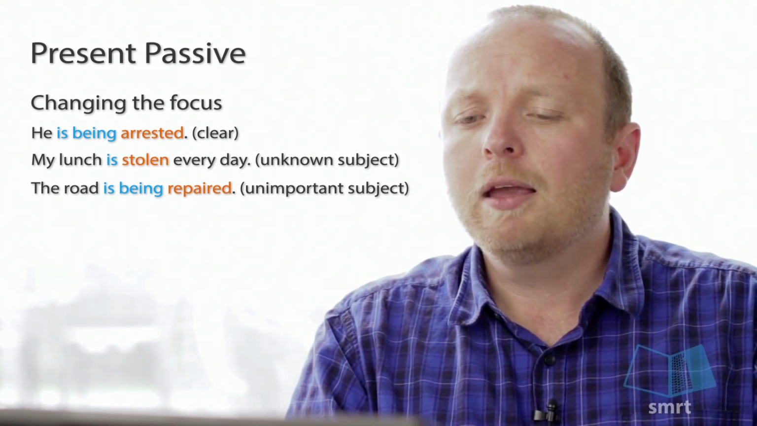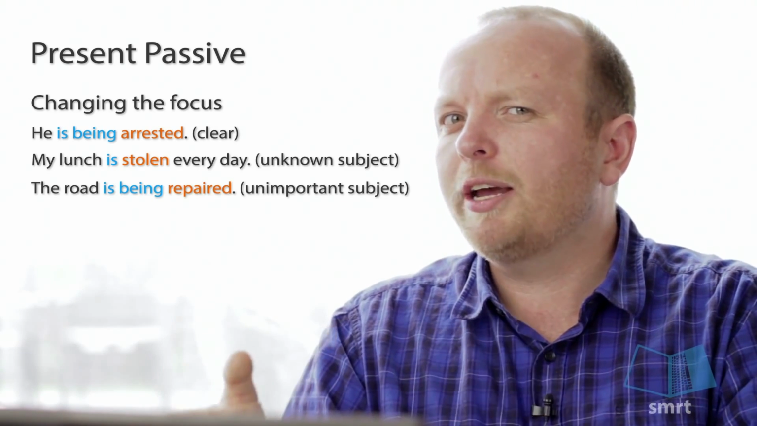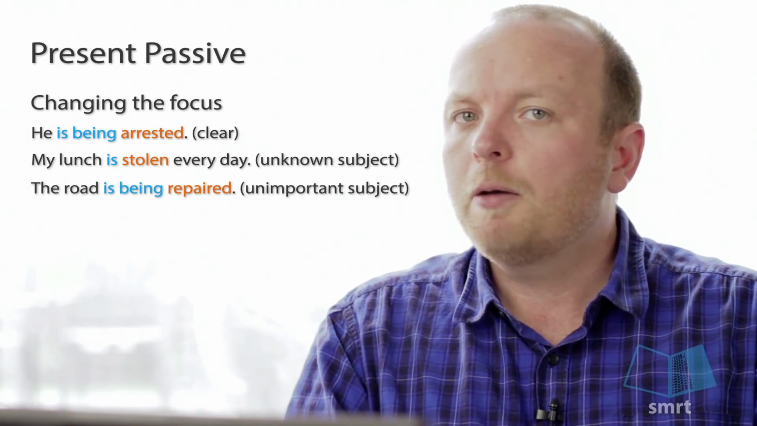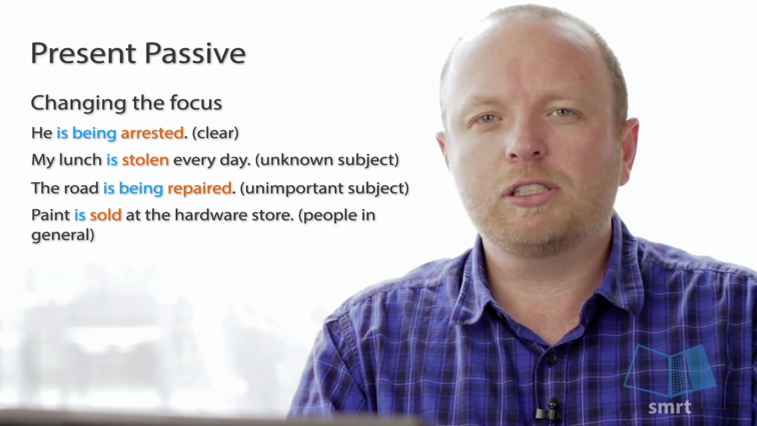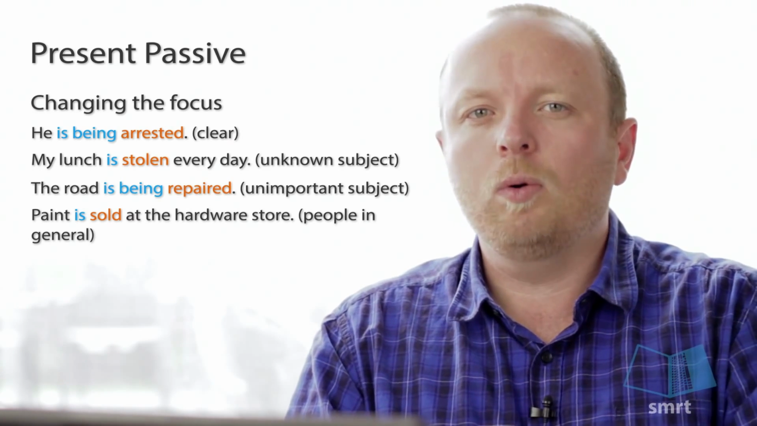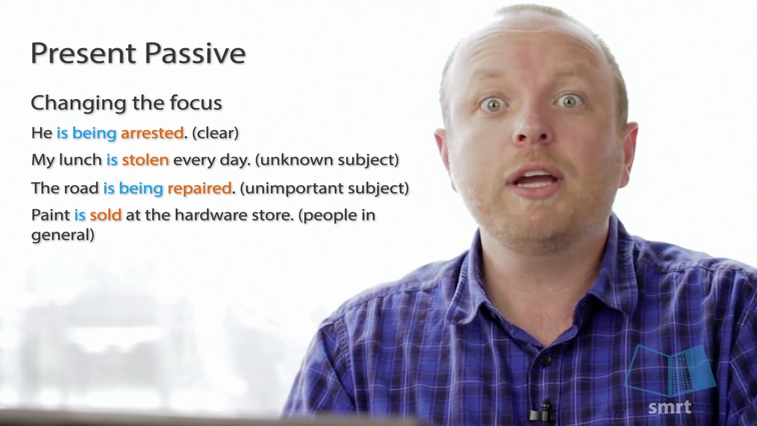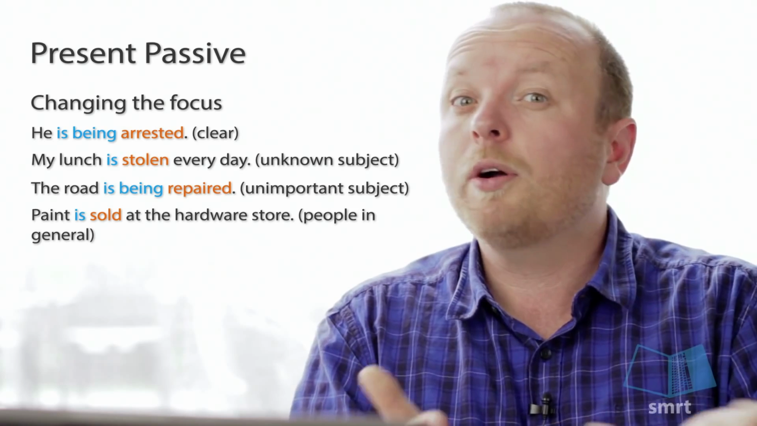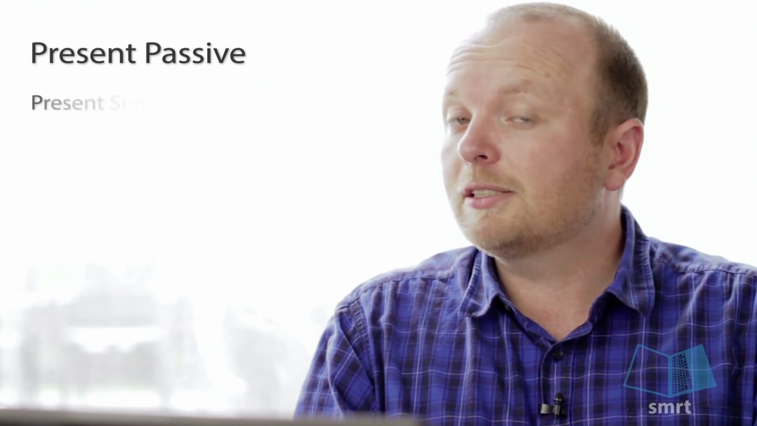And finally, people in general. Well, again, if it's people in general, we usually don't need the subject. Example, paint is sold at the hardware store. Paint is sold. Well, who sells the paint? Well, people in general, right? People sell the paint at the hardware store. Hardware store workers. We know the subject. It's not important.